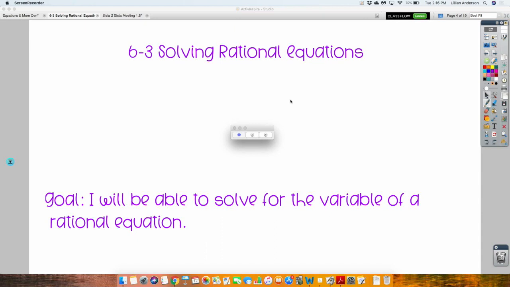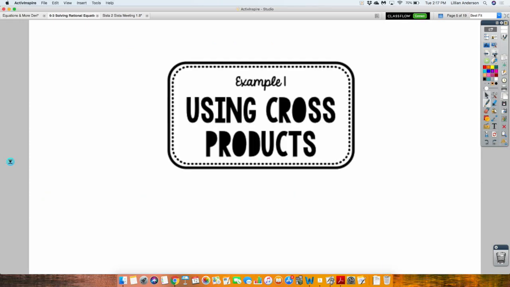Okay, today you're going to basically take your skills of adding, subtracting rational expressions and simplifying everything to actually apply them to solving rational expressions. So today you guys are going to be able to solve a rational expression in one variable. And so let's start here by using cross products.